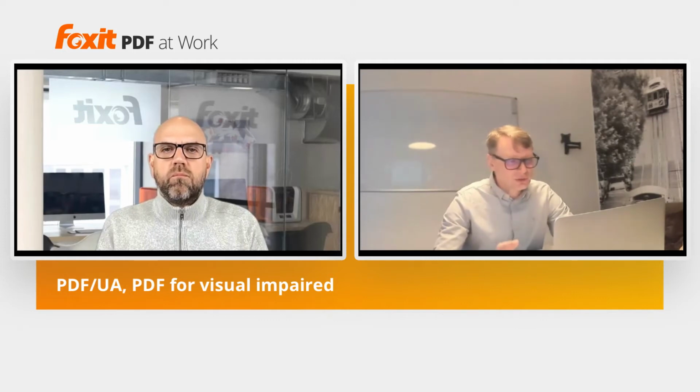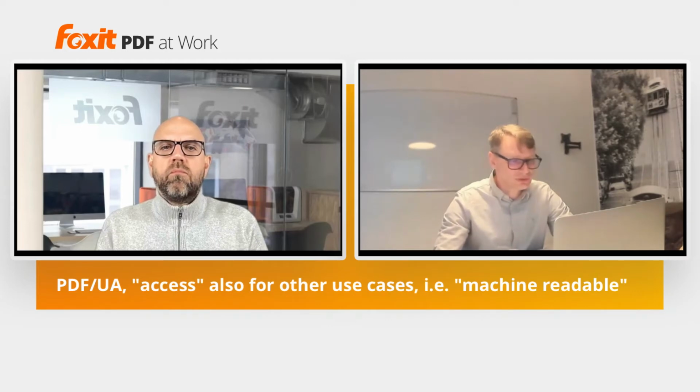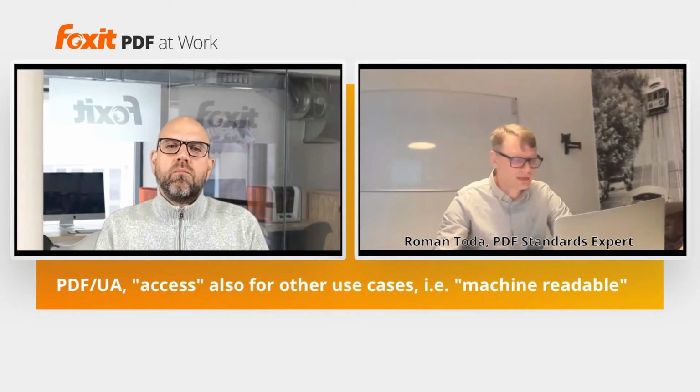But it's not only about them, to be honest. PDF UA is about being able to have the data in a document in an interoperable manner. So if a blind person is able to access the content, then you can be sure that even a machine or AI system would be able to equally access the data. Nothing is hidden there, everything is accessible.